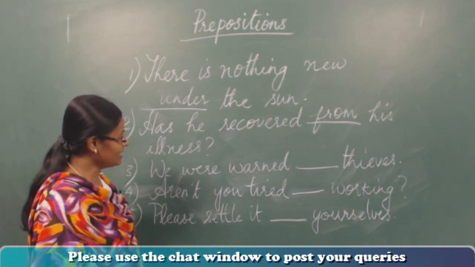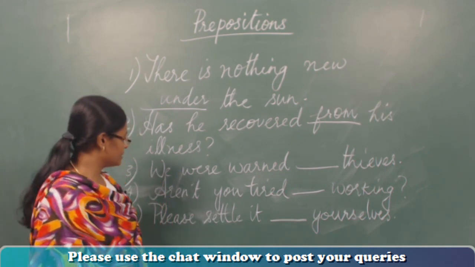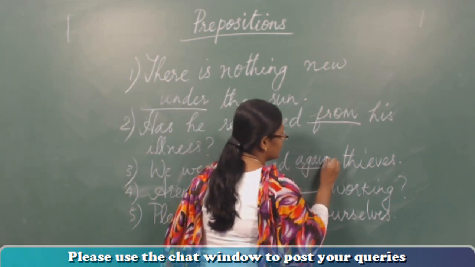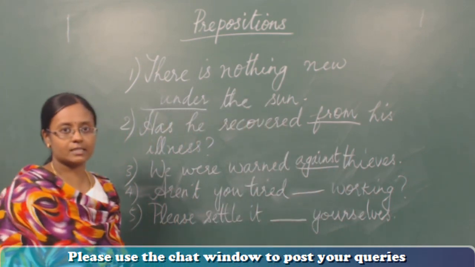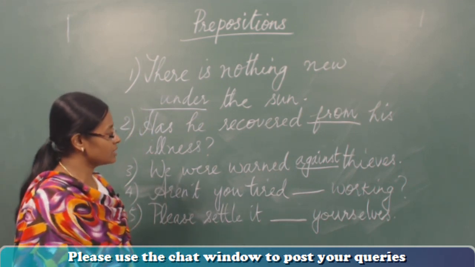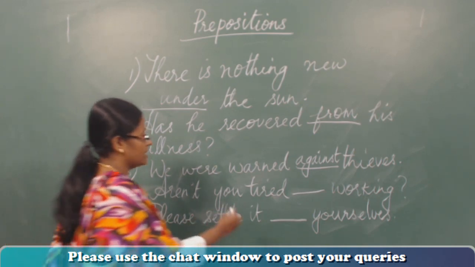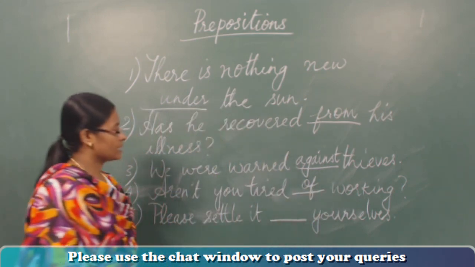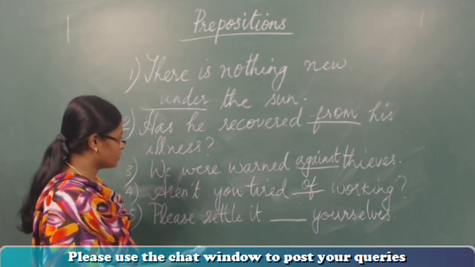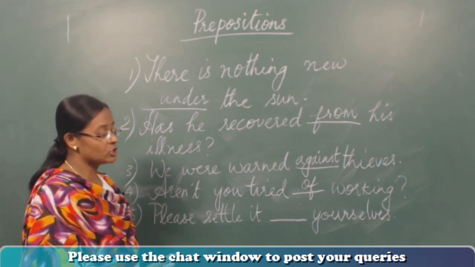The next one, aren't you tired dash working? Fifth. What about the fourth sentence? Here it should be against. We were warned against thieves. Against them. We were cautioned, warned against thieves, robbers, criminals. Aren't you tired? This one is so easy. Tired of, afraid of, fond of. So that's very easy to guess. Please settle it. The last one. Please settle it dash yourselves.